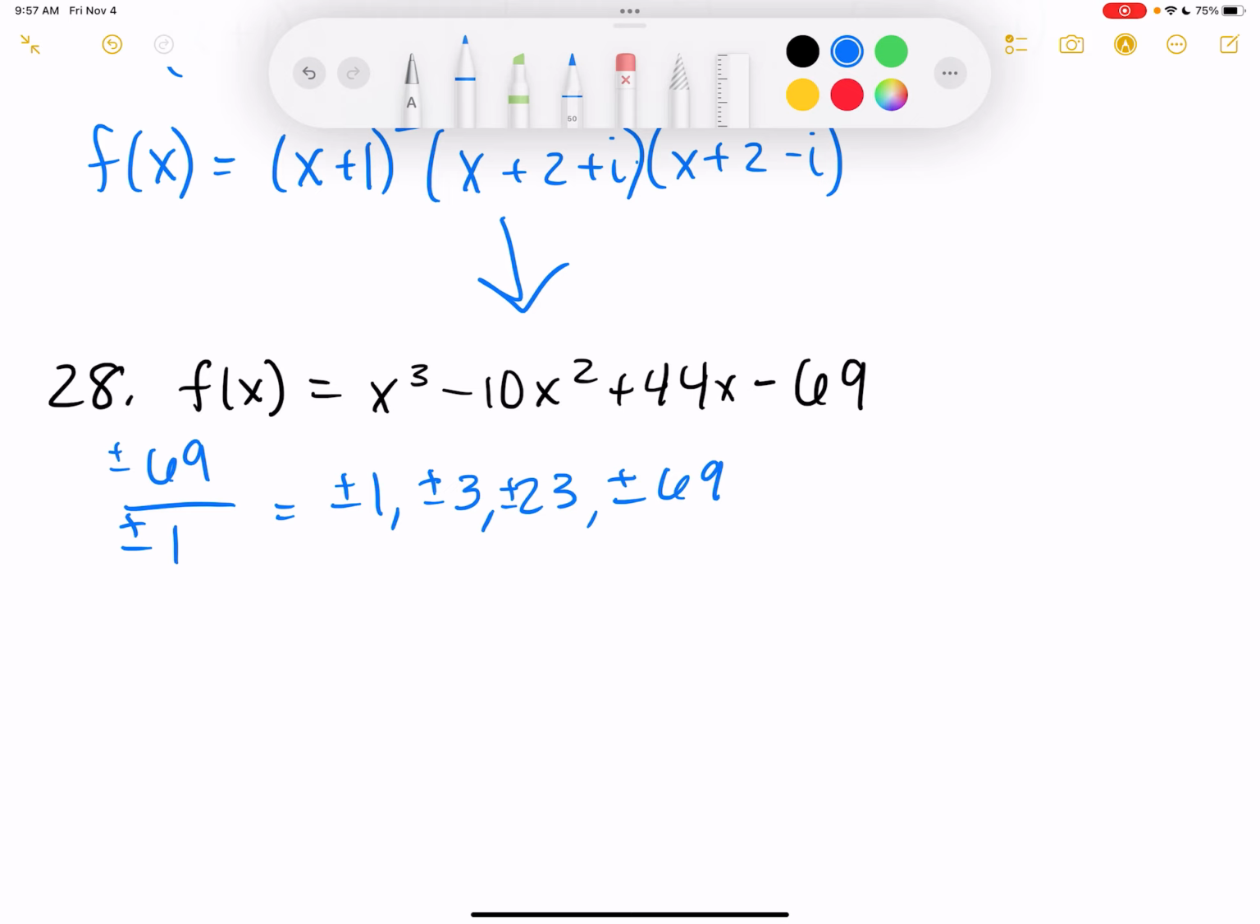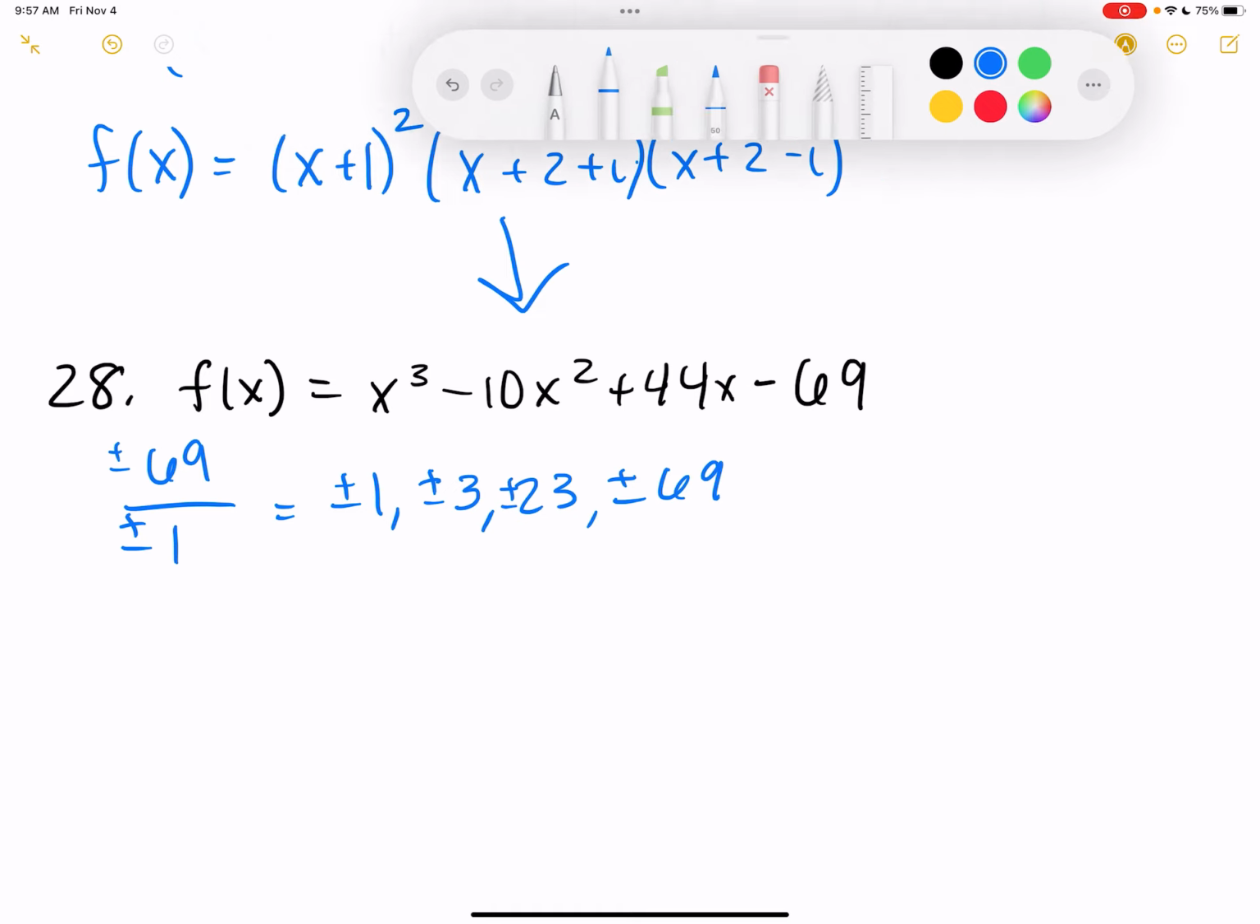Ooh, it's a line. Are you sure it's a line? It's a cubic function. Well, then I can't see the whole thing. Because it looks like a line. All right, so where does it look like it crosses? Positive 3. So we're going to check that one first.